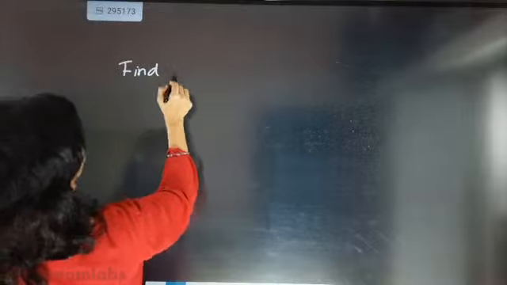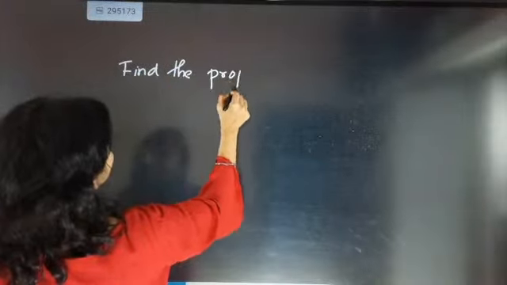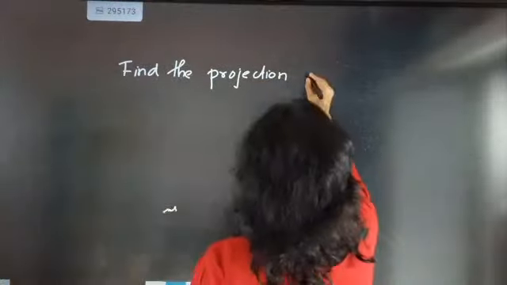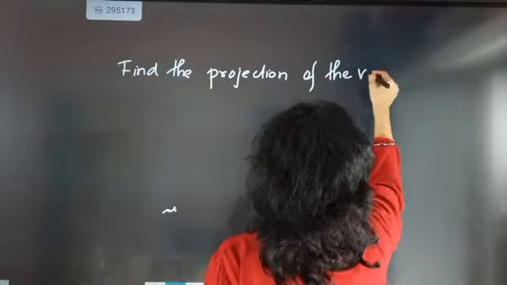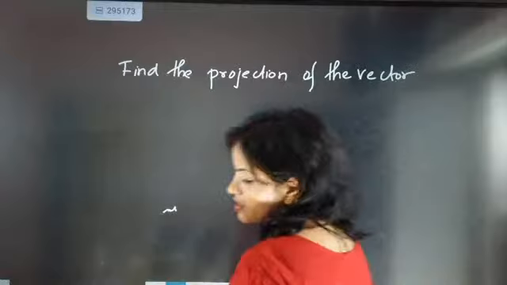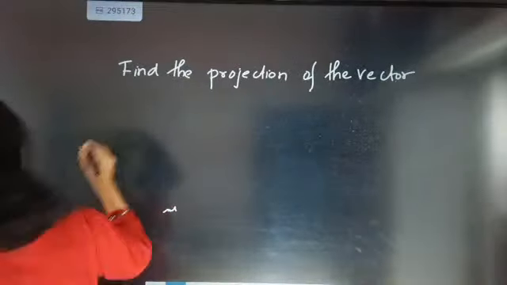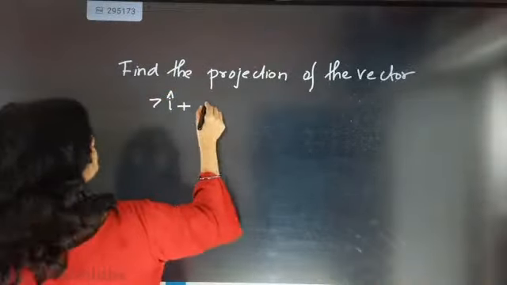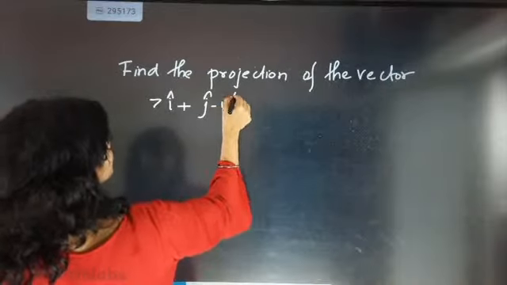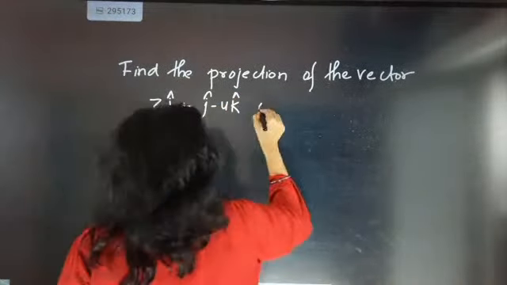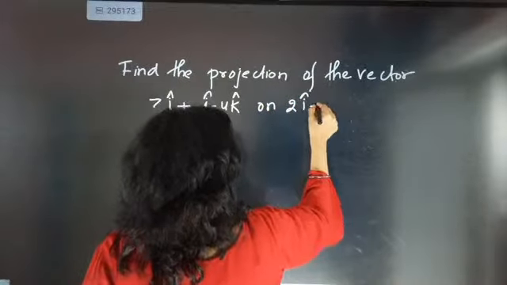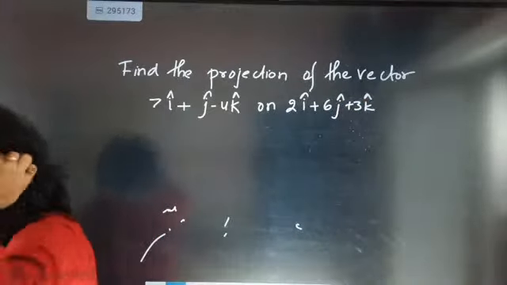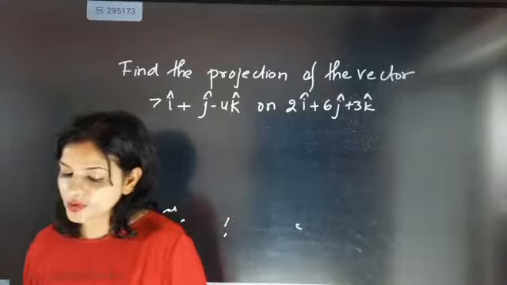Find the projection of the vector on 2i cap 6j cap 3k cap. You have to find the projection of this on the other. So how to get the projection of the vector?